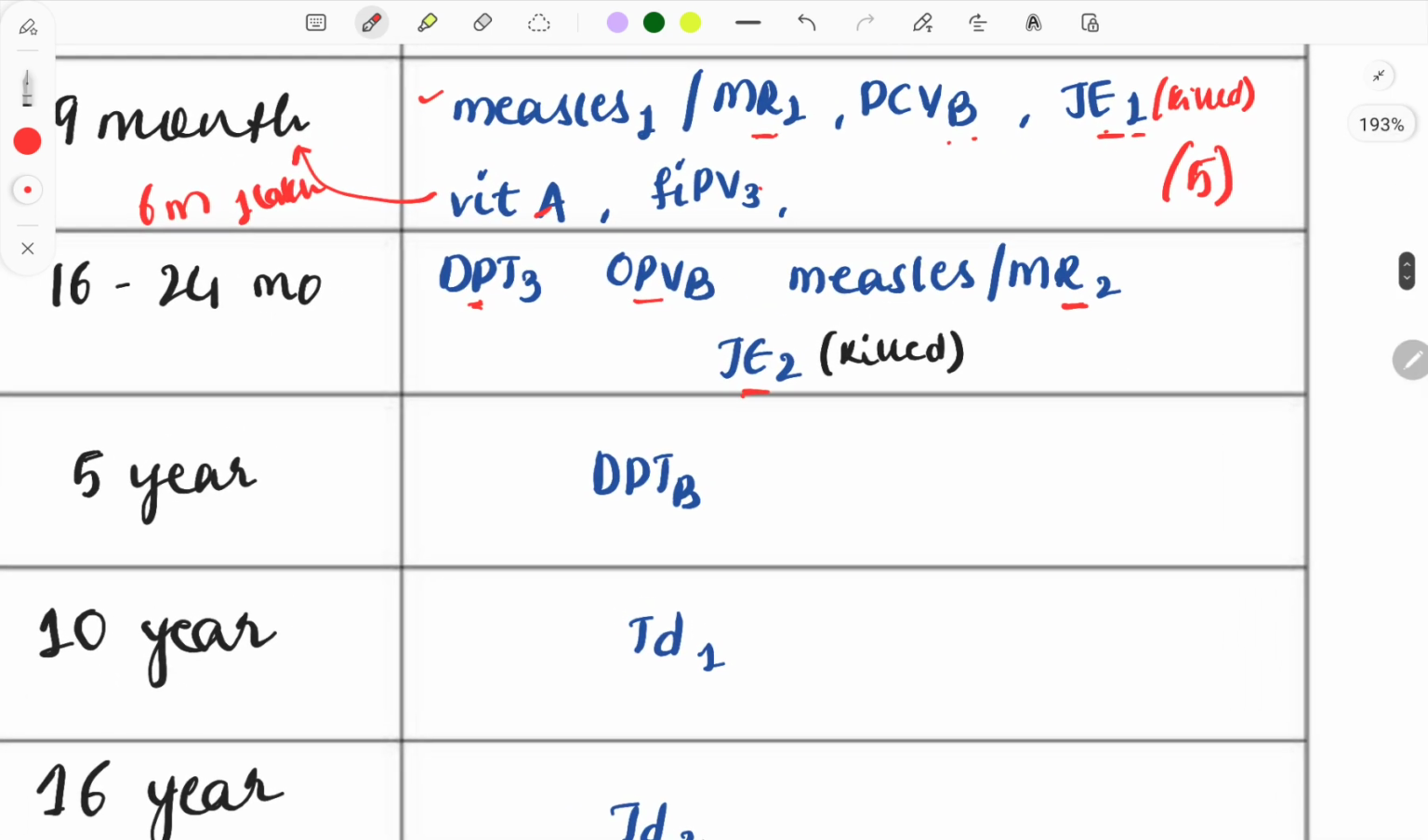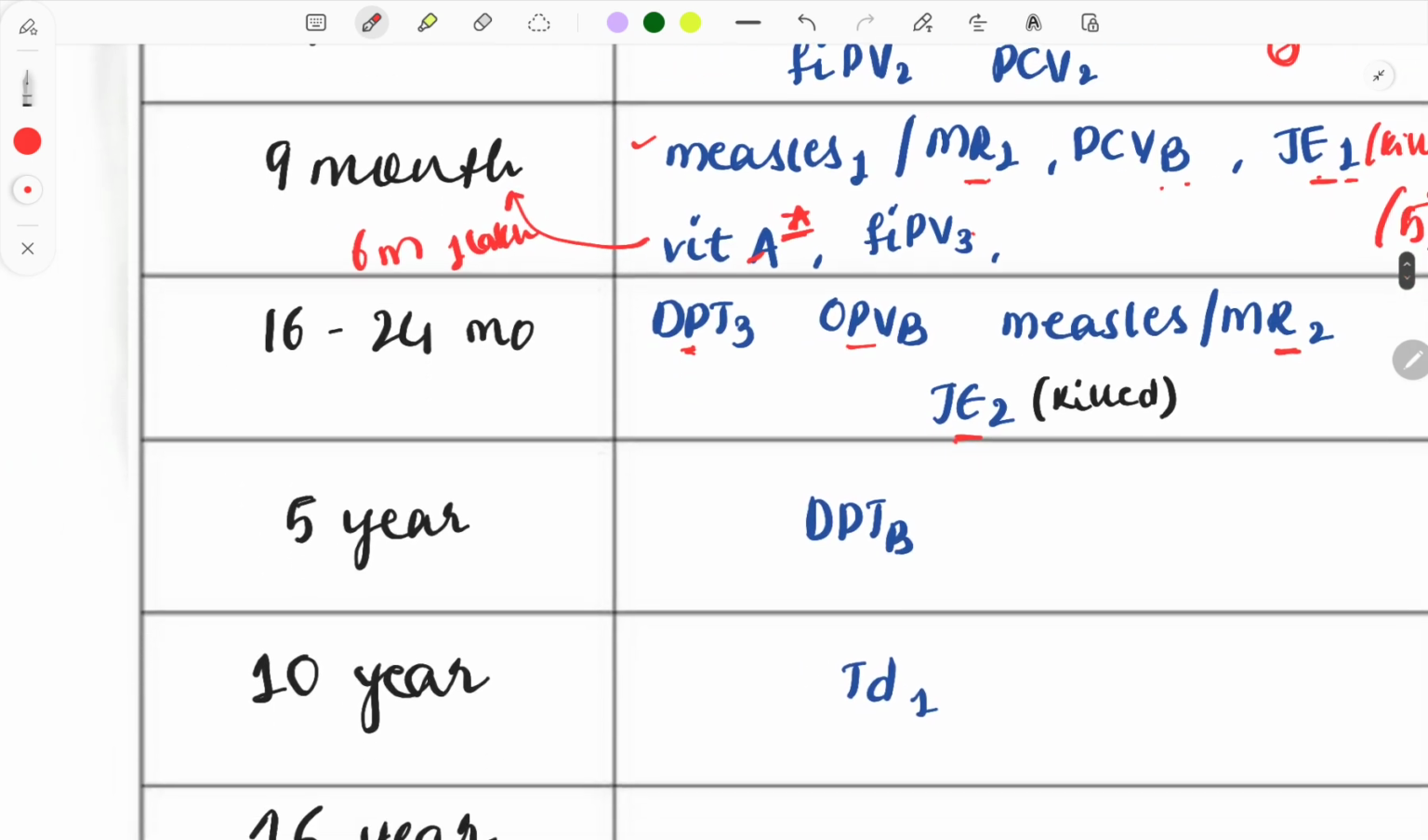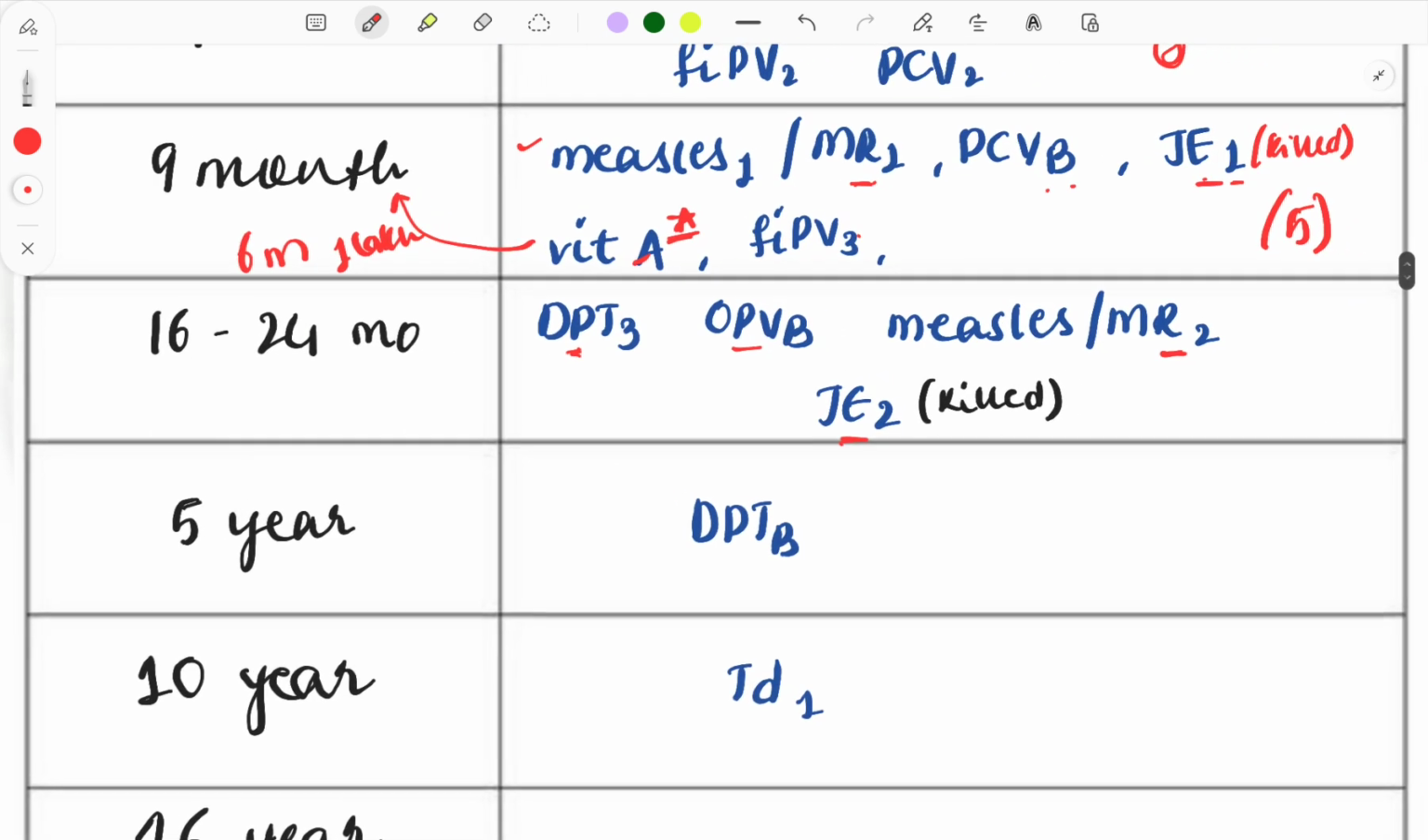Then in the 9th month we will be giving the vitamin A, and this is also important as in integration with the ophthalmology also and PSM also. Okay, then deficiency will be causing xerophthalmia and Bitot's spots. So we had already discussed these things in the previous video, so do watch that video also.